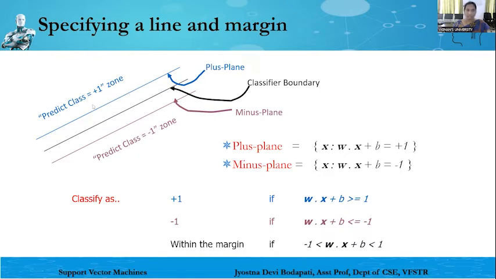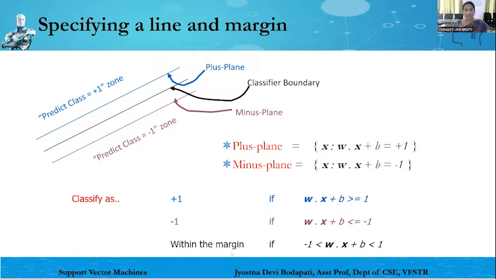And for all these examples which are in the positive zone, wx plus b is greater than or equal to 1. So we can assign such examples to +1, that is, to the positive class. Similarly, the decision logic for the negative class would be wx plus b is less than or equal to -1, right? So in that case, we can assign them to the negative class.